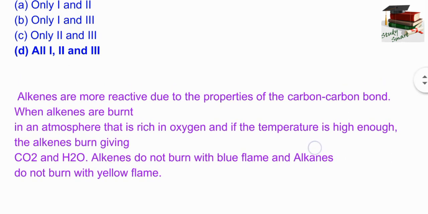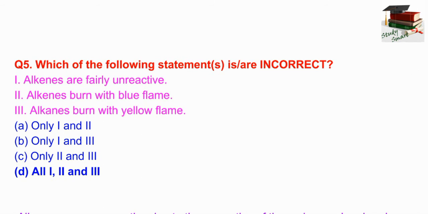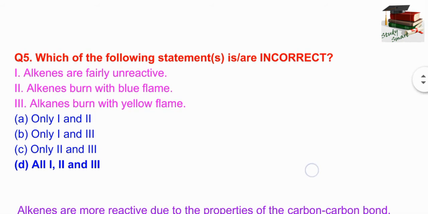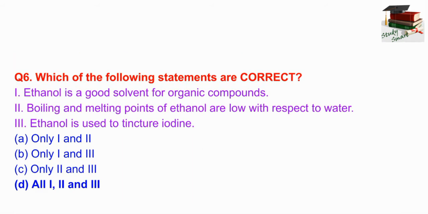Now see the statements. First statement, alkanes are fairly unreactive. Second, alkanes burn with blue flame. Third, alkanes burn with yellow flame. First statement, alkanes are fairly reactive: this is incorrect. Alkanes burn with blue flame: incorrect. Alkanes do not burn with blue or yellow flame. So statements 1, 2, 3 are incorrect. So option D is correct, all of 1, 2, 3.